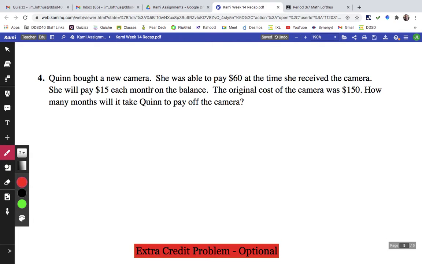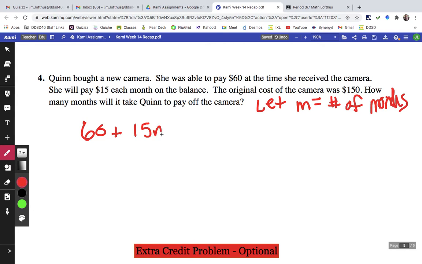All right, Quinn bought a new camera. She was able to pay $60 at the time. She received the camera, so she paid $60. And she'll pay $15 each month. So $15, and let's let M equal the number of months. So 15 times M, if it was 0 months, then she wouldn't pay anything. 0 times 15. If it was 1, she'd pay 15.